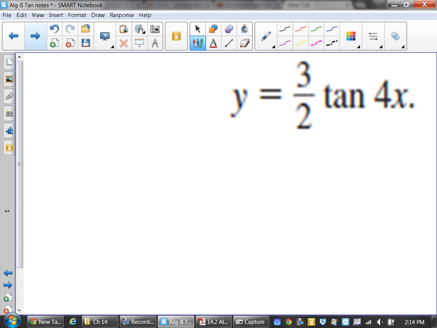Y equals 3/2 times the tangent of 4x. We start all these problems the same: label out everything you know, it just makes your life a lot easier in the long run. I know that my A value is 3/2. My B value is 4. So then to find my period, it's going to be pi over 4.